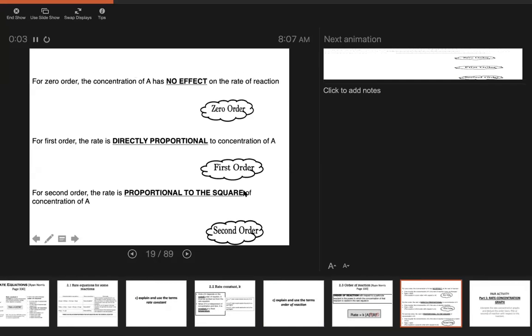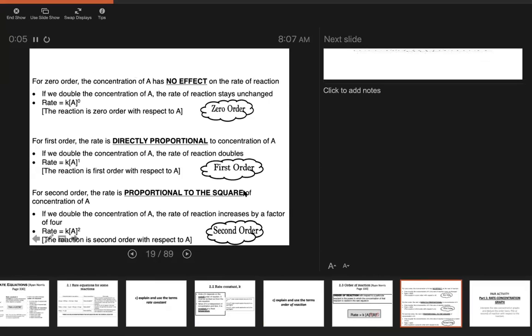Okay, so how do we identify zero, first, and second order? Basically, for zero order, if a particular reactant has zero order, then increasing the concentration has no effect on the rate of reaction. Now, this is a bit odd because, as we know from our previous knowledge, if you increase the concentration of a reactant, logically, the rate of your reaction will increase. The reaction gets faster, right? But this does not apply to reactants that are zero order.